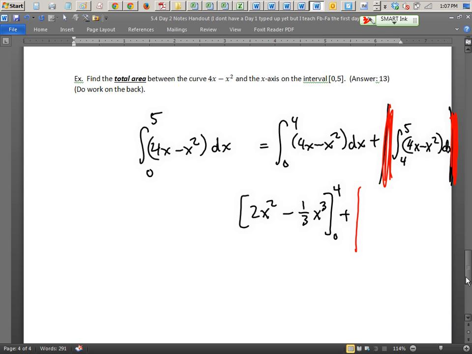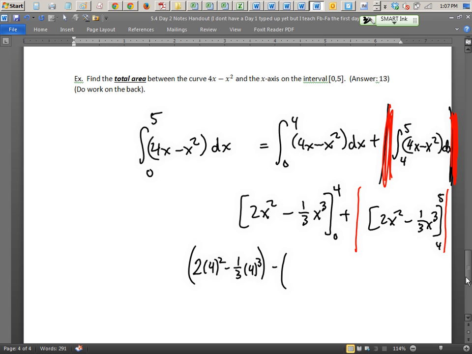And then we have our other answer here. This is the same antiderivative. It's still 2x squared minus 1/3 x cubed. This is between 4 and 5. And you just plug in 4 and plug in 0 and do a difference. So if you plug in 4, you get 2 times 4 squared minus 1/3 times 4 cubed. If you plug in 0, you just get a big fat goose egg. It's just 2 times 0 squared minus 1/3 times 0 cubed. You don't even have to write that.